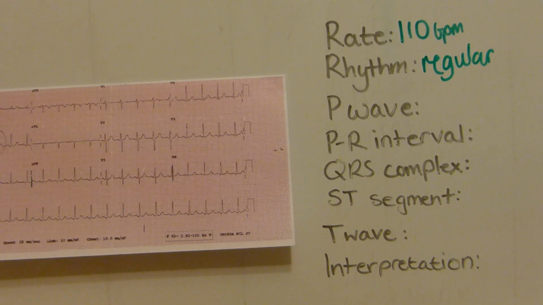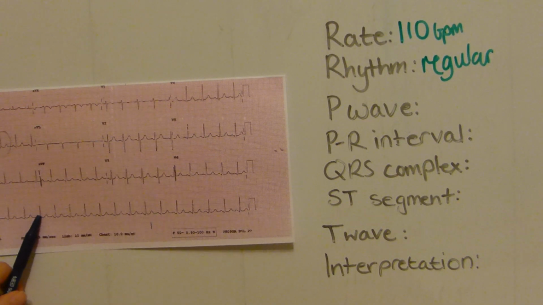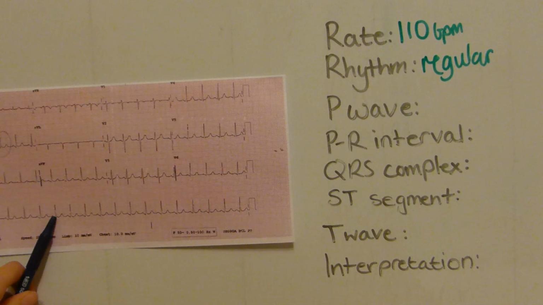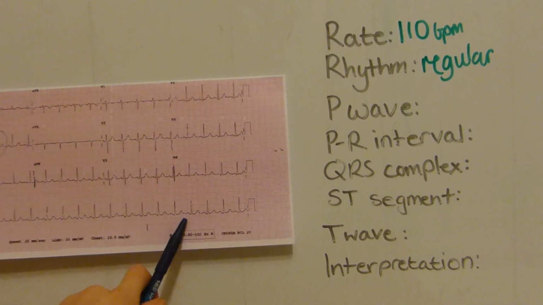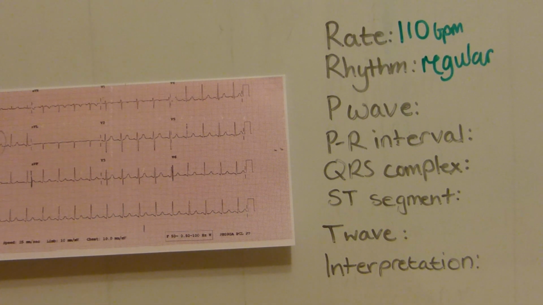Next is the P wave. Ensure there is P wave association before each QRS complex. This can be seen here: a P wave, QRS complex, T wave, P wave, QRS complex, T wave. For this ECG, there is P wave association.